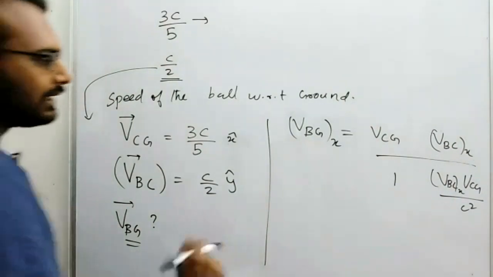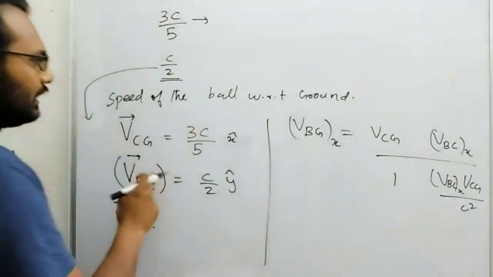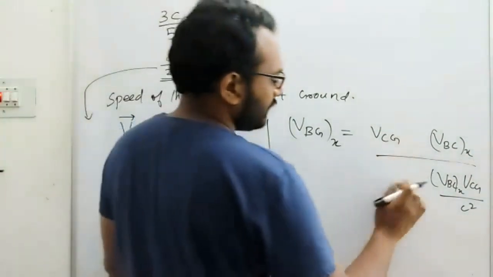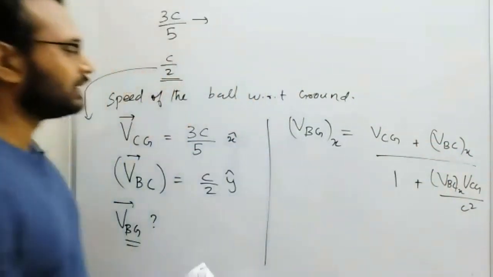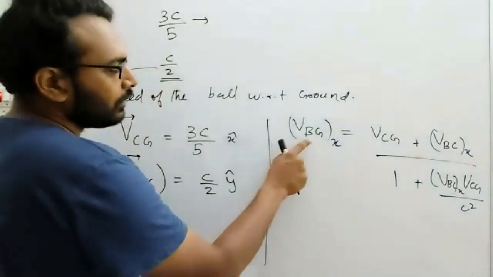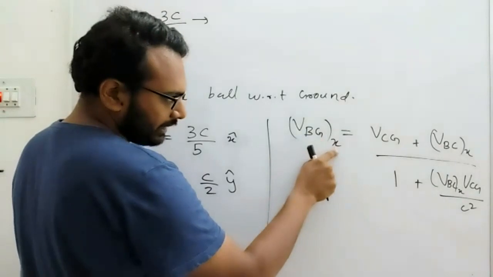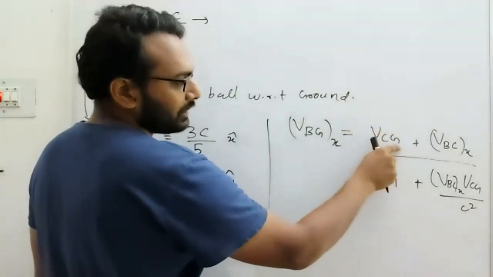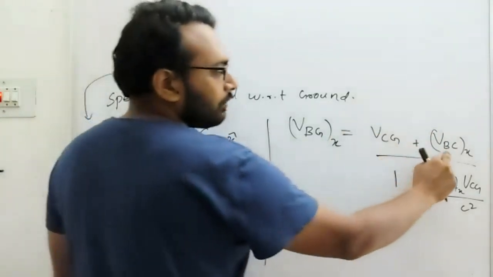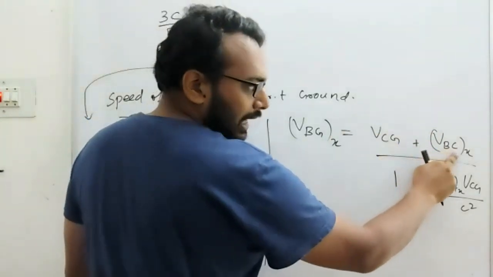In this case, it doesn't matter because we know that. Let's put the velocity addition form. We are asking for the velocity of the ball with respect to the ground, the x component of it. So it would include the velocity of the car with respect to the ground, and the velocity of the ball with respect to the car.